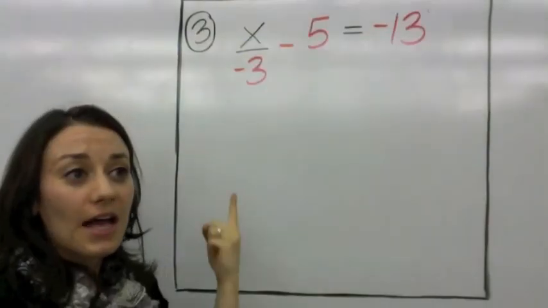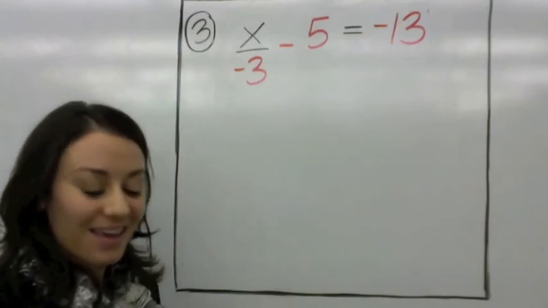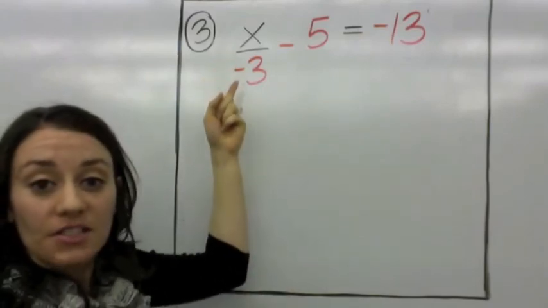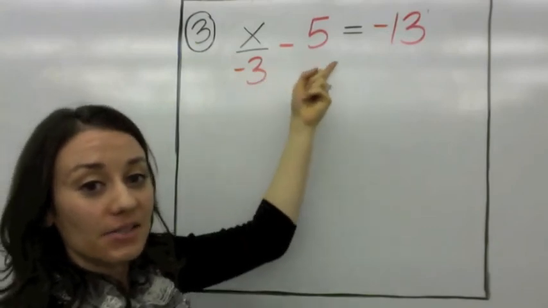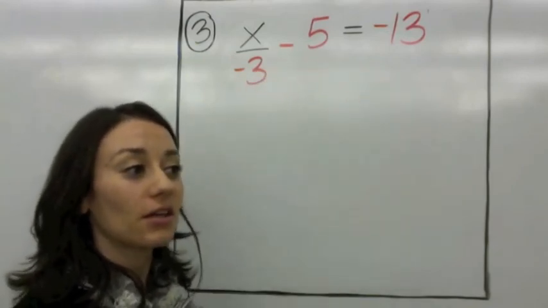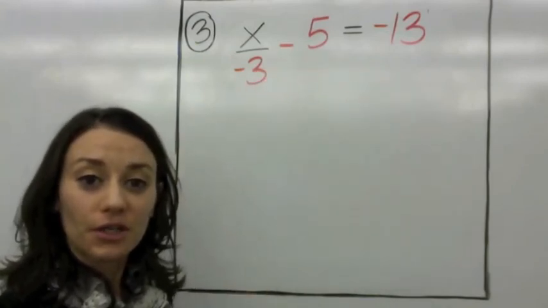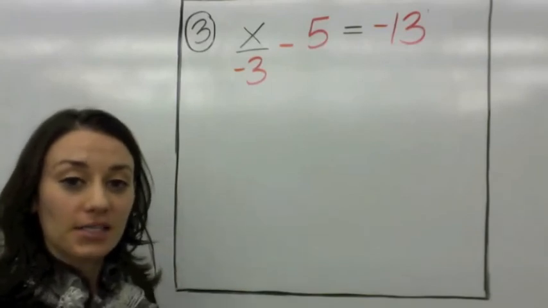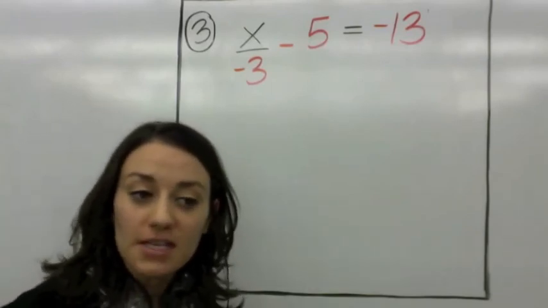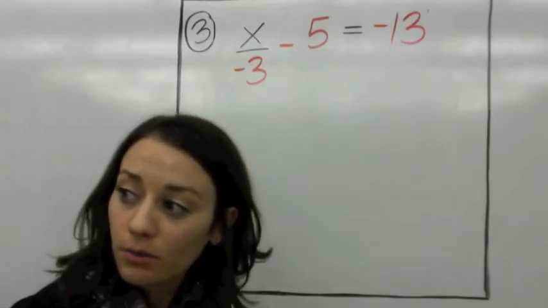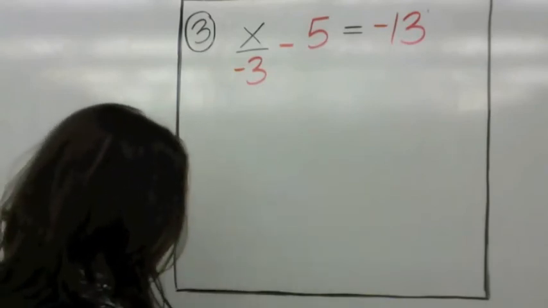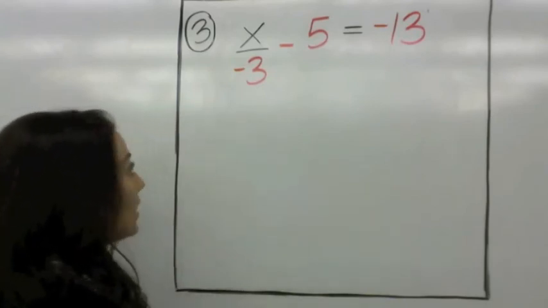We are finally on our last example. Yay! Read it with me. It says x divided by negative 3 minus 5 equals a negative 13. There's a lot of negative numbers, aren't there? Okay, so we're going to solve for x. What's the fraction in this equation? It is x divided by negative 3.